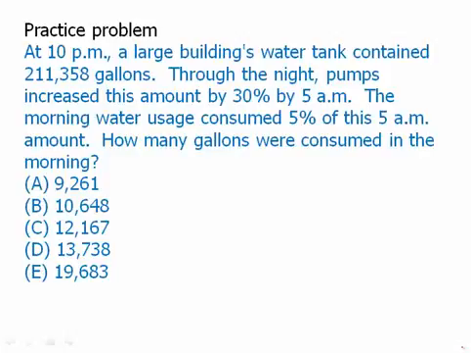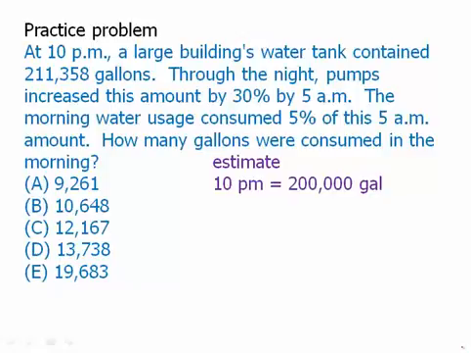Here's another practice problem. Pause the video and then we'll talk about this. Okay, so this is a problem just screaming for estimation. Again, even if you saw this on the real GRE, it would be an absolute mistake to touch your calculator for this. This is screaming for estimation, and estimation will be much quicker. So I'm going to start with that amount of gallons at 10 o'clock. I'm just going to round that down slightly. Round that down to 200,000.